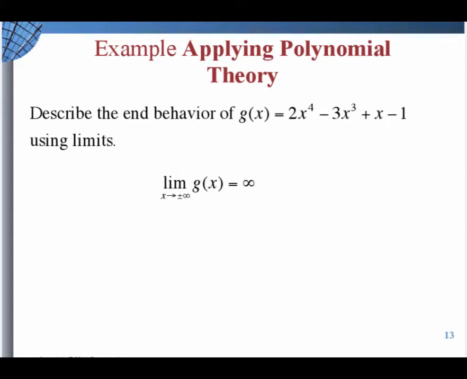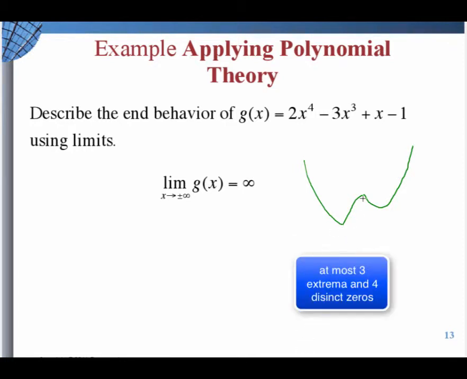So the limit of g of x as x goes to positive or negative infinity is going to be infinity because g of x is an even function. It's an even function with a positive leading coefficient. So in general, its graph is going to look something like this. Okay, that's not exactly what the graph looks like, but in general it's going to look something like that. Okay, it could have 3 extrema, and if I put an axis on here, it could have 4 zeros, 4 distinct zeros.